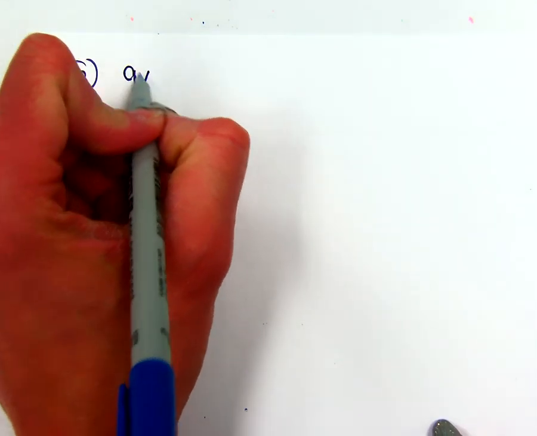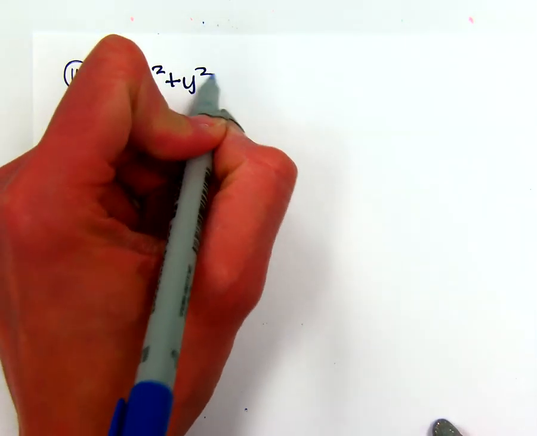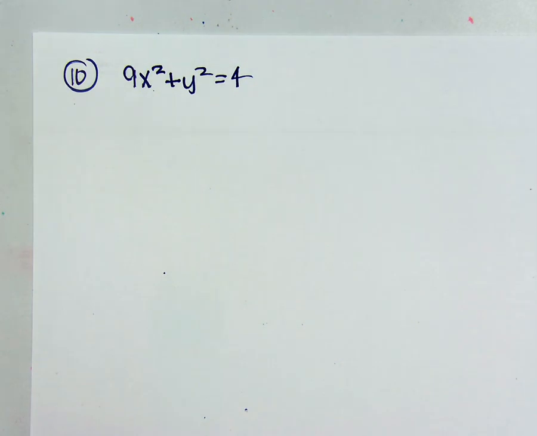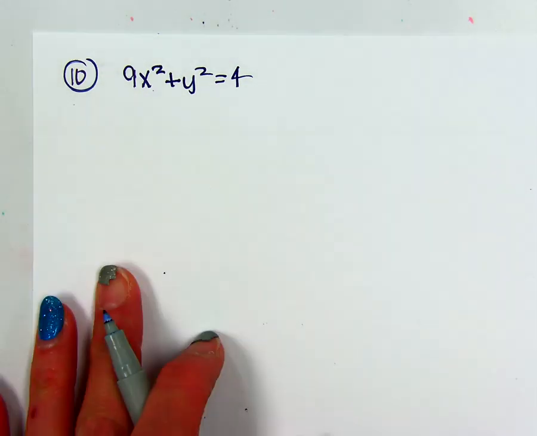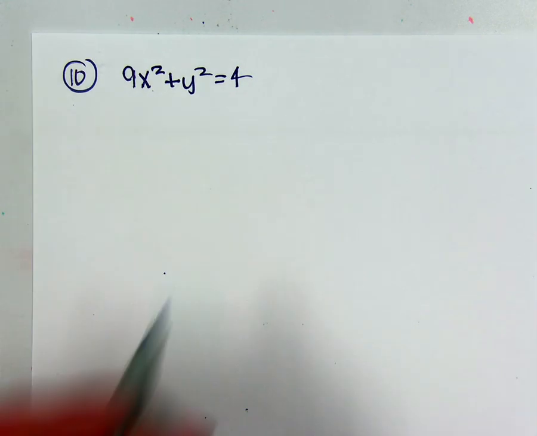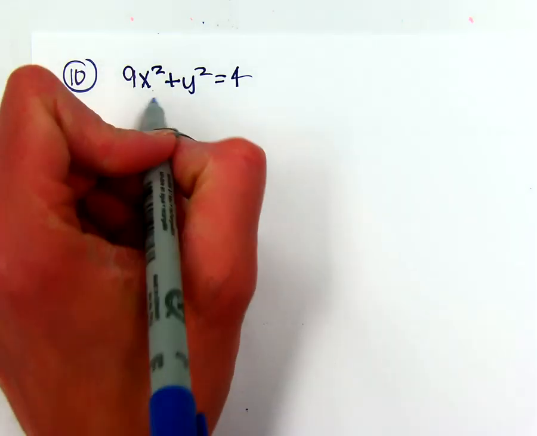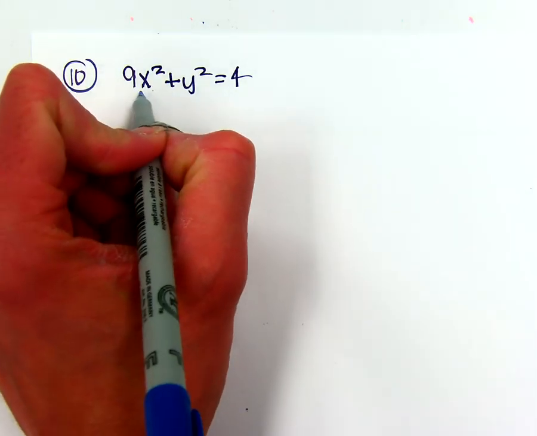So problem 10 is same exact directions, except it says 9x squared plus y squared equals 4. If you want, you could pause the video and do the whole problem and then check with my solutions. Okay, so you can start now and then start the video again when you're ready.